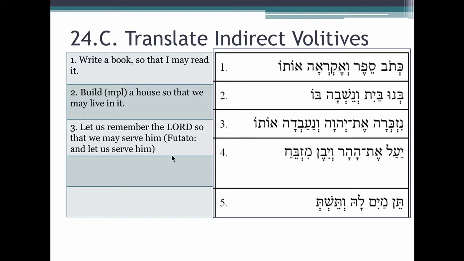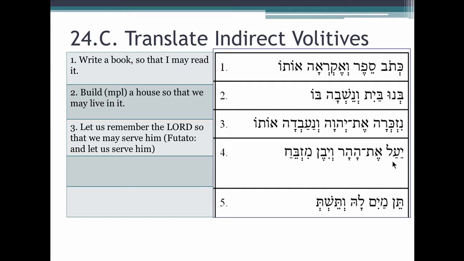Now Futato has let us remember the Lord and let us serve him. I think that's actually a typo in his book because you should be translating indirect volitives with so that. So I think he just goofed there, but anyway, let us serve him would be a cohortative, so that's correct, but the translation of the conjunction really should be so that, and that requires so that we may serve him.